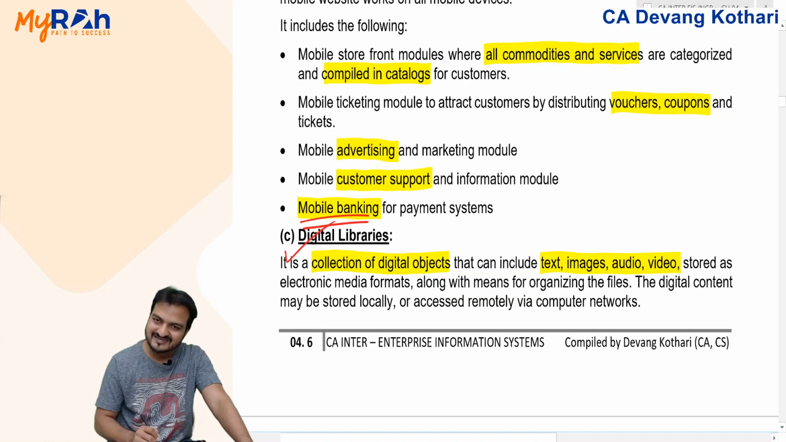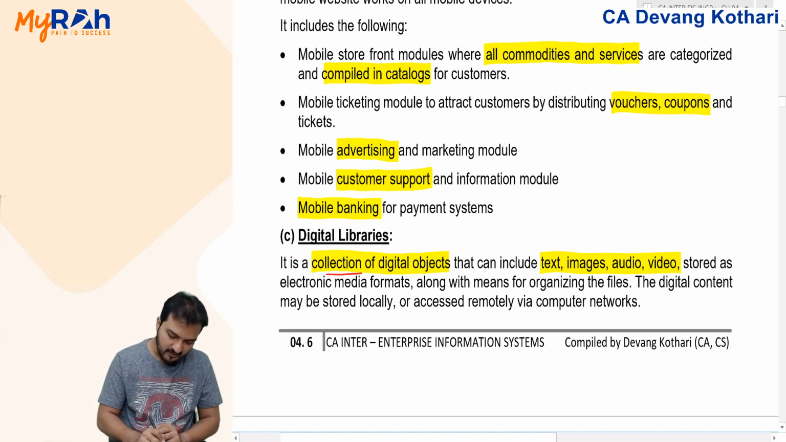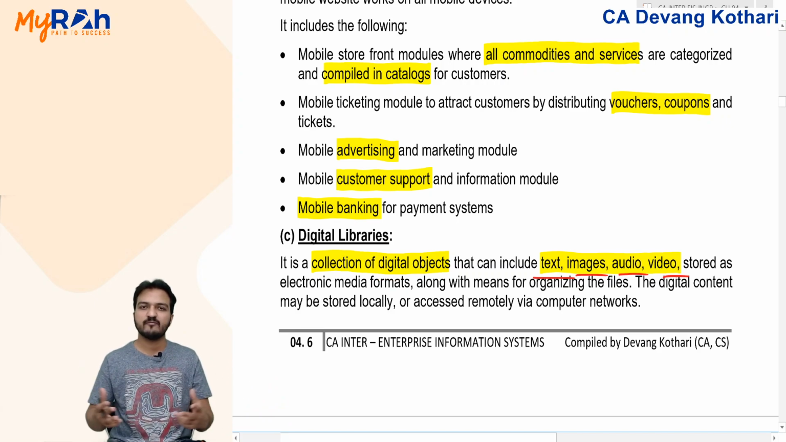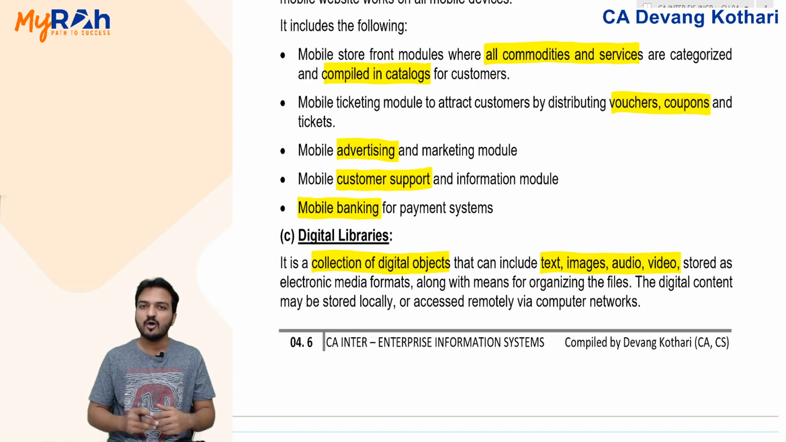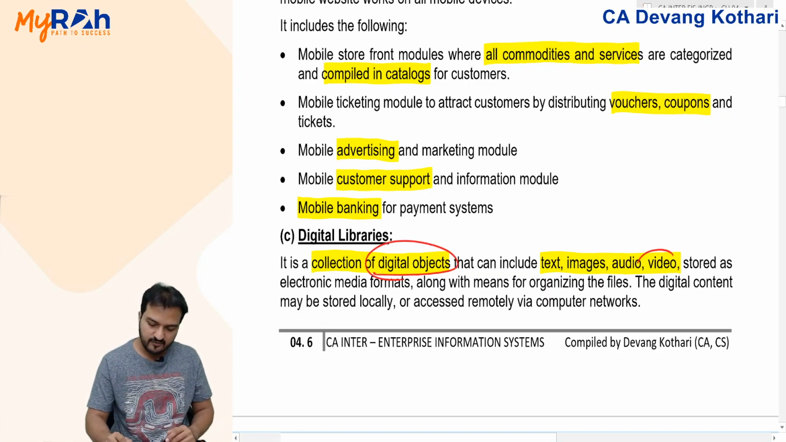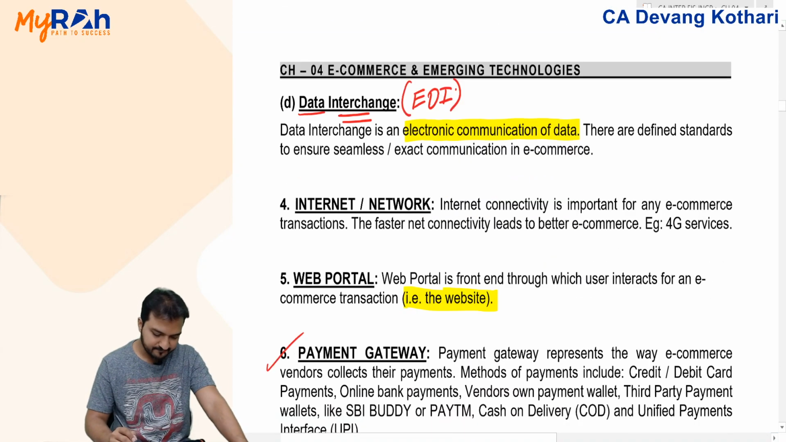Digital library is also a part of the technology needed. A digital library is a collection of digital objects like text, images, audio, video, a collection of text, a collection of images. You're watching my videos on my YouTube channel. What is YouTube? YouTube is a digital library. It is a collection of videos on the internet. Yes, that is also required for e-commerce.